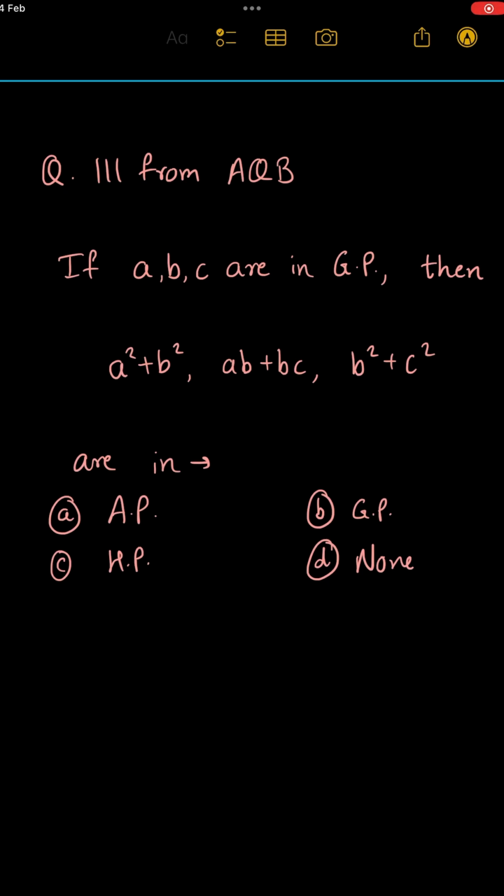If A, B, C are in GP, then A square plus B square, AB plus BC and B square plus C square are in which sequence? So the best way is to assume some numbers. Let's say A, B, C are in GP. So let's assume them as 2, 2 into 2 is 4, 4 into 2 is 8.